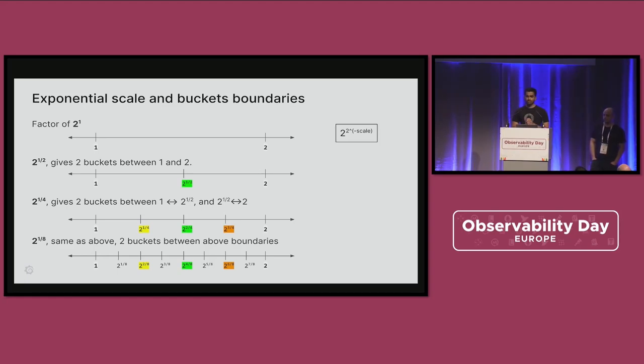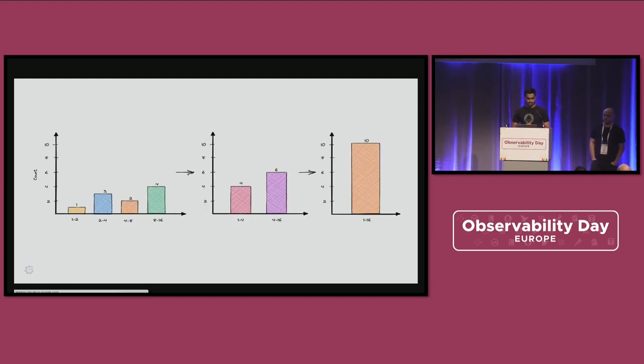The property of bucket boundaries being the same from the previous resolution comes in handy here. Let's say you had a resolution of a factor of 2 power 1, which is the first bar chart here, so the boundaries are 1, 2, 4, 8, and 16. You can anytime convert it to a lower resolution.